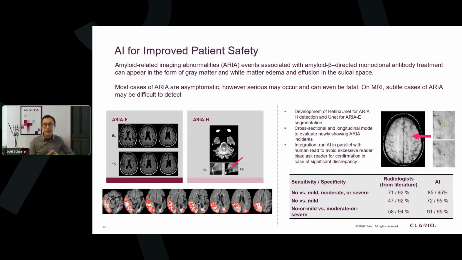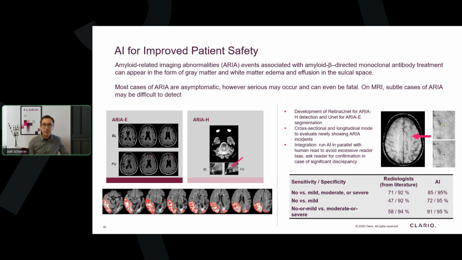So as we've seen, AI can help with estimating biomarkers for efficacy, but it can also help with patient safety. Amyloid-related imaging abnormalities, or ARIA, are a well-known adverse effects of amyloid beta-directed treatments in Alzheimer's disease. They can have two forms, ARIA-E or edema, and ARIA-H for hemorrhage. These can be difficult to identify on MRI. They can be very obvious or they can be subtle. And while most ARIA events are asymptomatic, they can be serious and even fatal in cases. So it's very important to identify them as soon as they occur in order to process the patient appropriately.